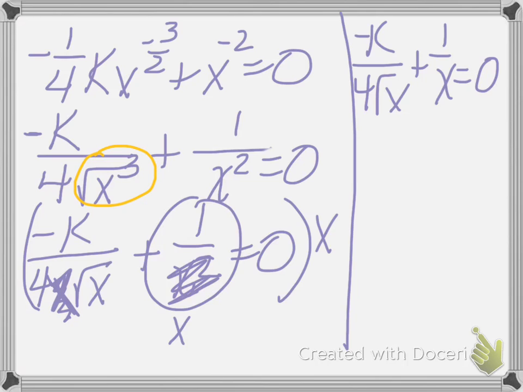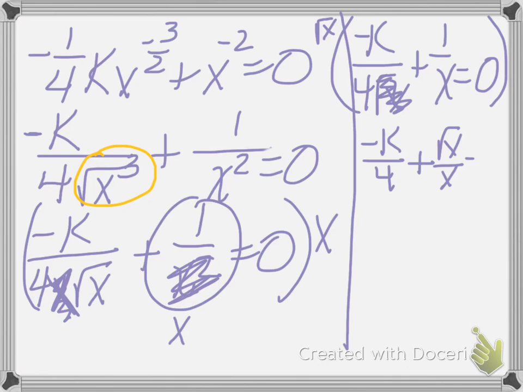Okay, then the next thing that I did was I multiplied both sides by radical x. What I'm trying to do is get all variables away from that k. So if I multiply this entire thing by radical x, when I multiply the first term, this x is gone, and I'm left with negative k over 4 plus radical x over x, and radical x times 0 is just 0.